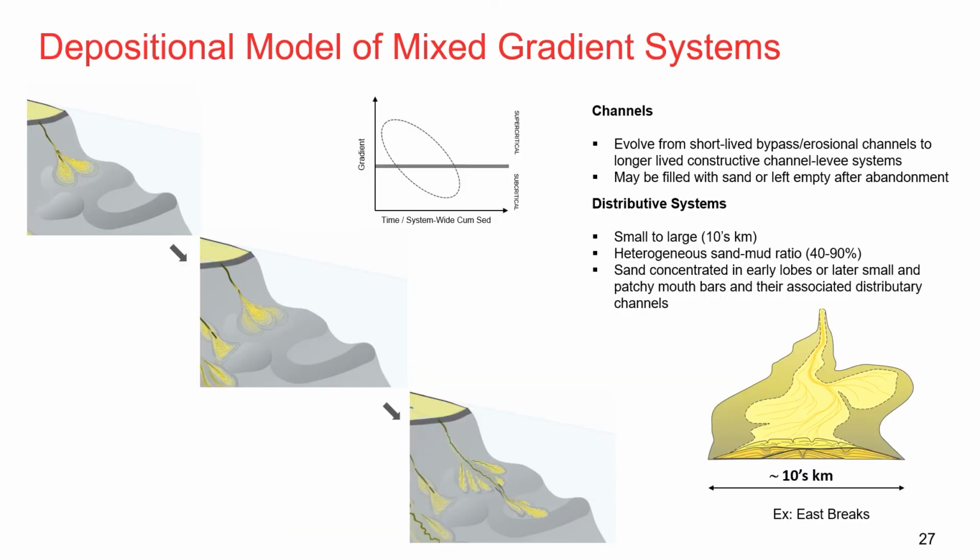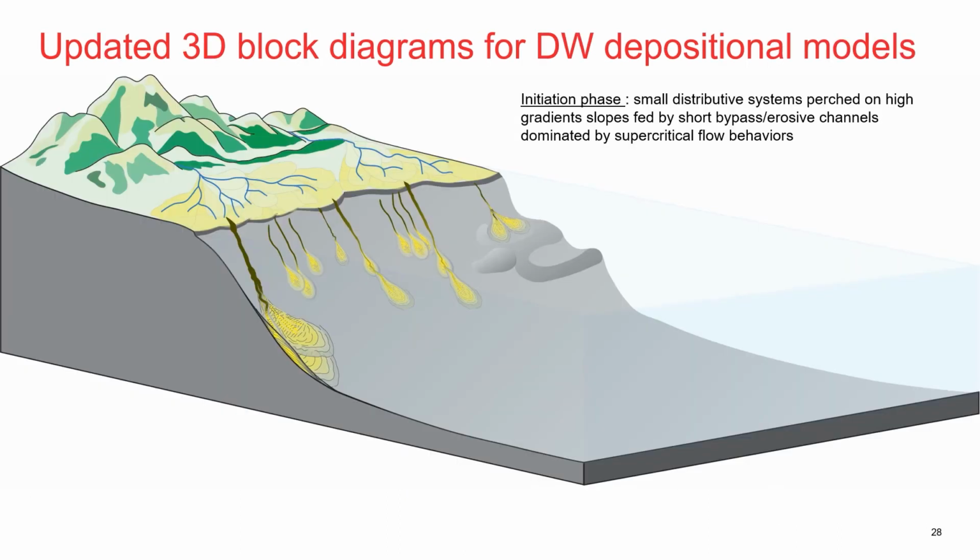Systems with mixed gradients, like mini-basins, will evolve from short-lived bypass erosional channels feeding sandy, retreating mouse bars to longer-lived channel-levee systems feeding ever smaller distributary channels and their final transitional flow deposits. To wrap up this presentation, I'm proposing a set of 3D block diagrams for turbidite fans, which show the evolutionary part of a large fan if given enough time to develop and spread on the abyssal plain.